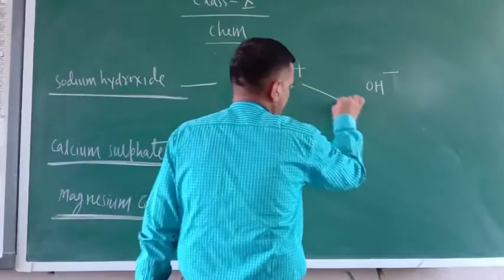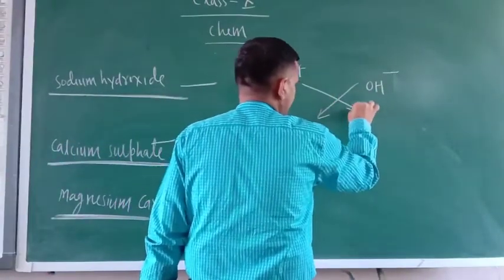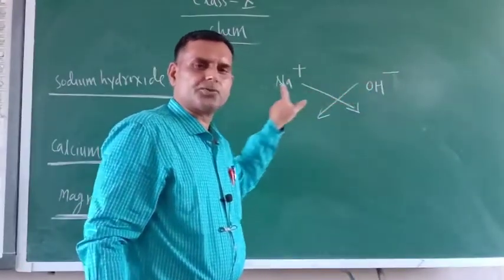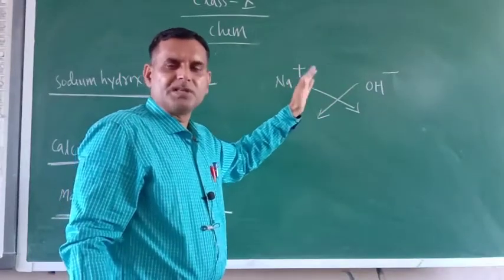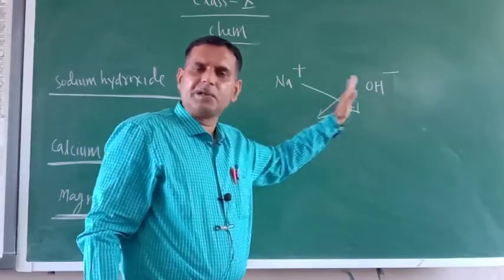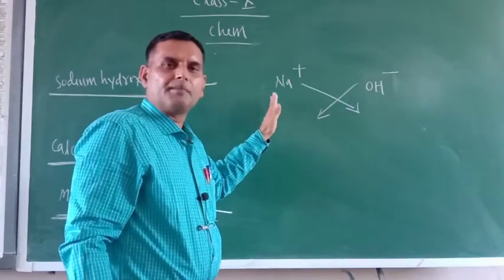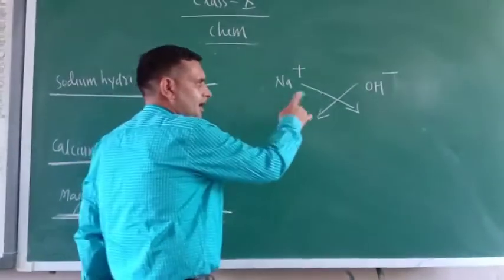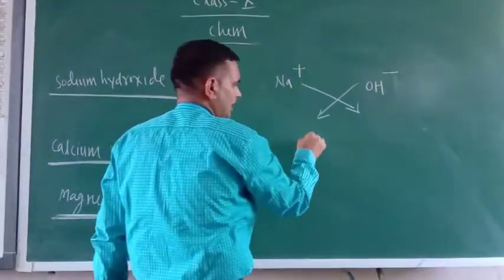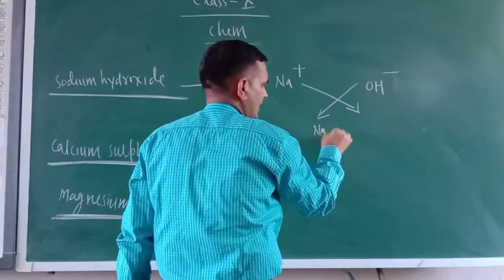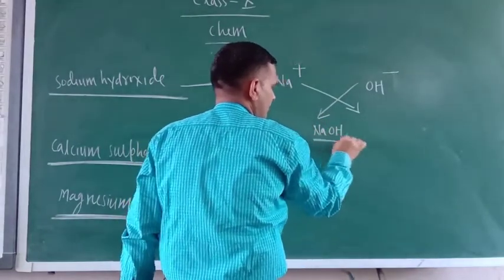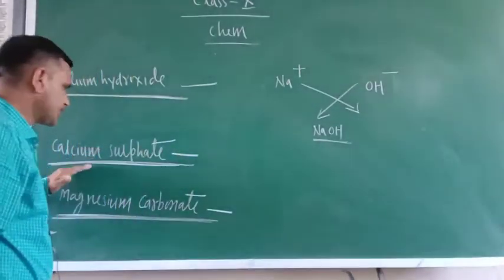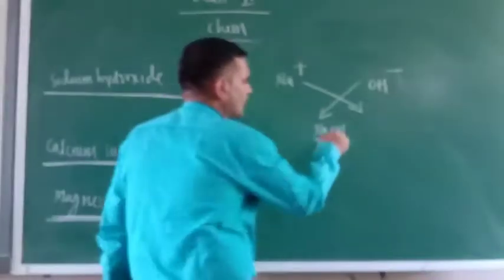Now crisscross this one. What is the meaning of crossing? The meaning of crossing is you are giving its charge to the other. Exchange of charge means the negatively charged ion's charge will go to the positively charged ion, and the positively charged ion's charge will go to the negatively charged ion. Here fortunately both have got 1 only, so this is Na and OH. Now this is the formula of sodium hydroxide.